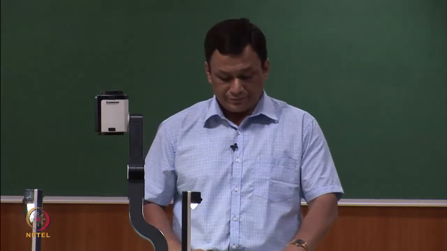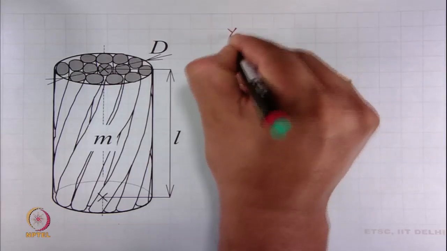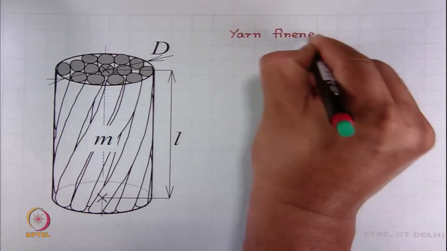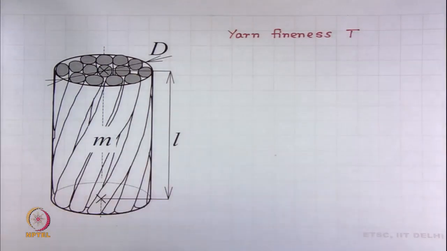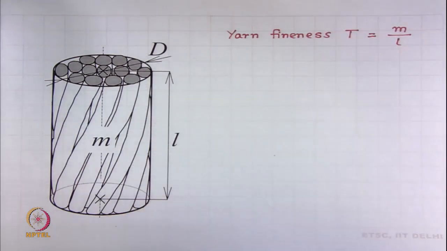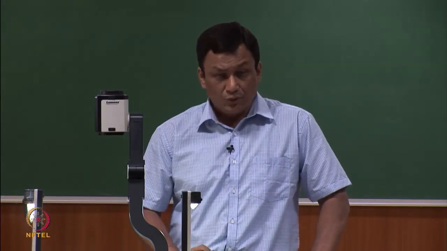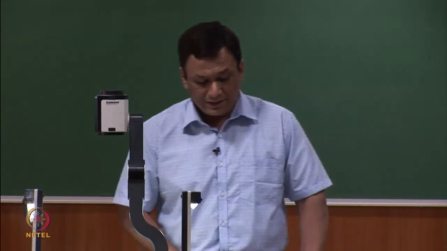So, the first characteristic we are going to speak on is yarn fineness. We use a symbol T to denote yarn fineness. As you know, yarn fineness is yarn mass per unit length of yarn. So, here m denotes the mass of all fibers, that means mass of yarn, and L denotes length of this portion of the yarn, which incidentally is also equal to fiber length. We have selected the portion accordingly. So, m by L.